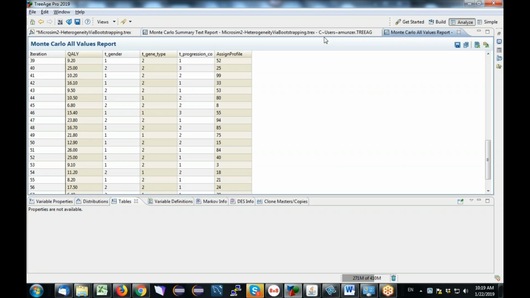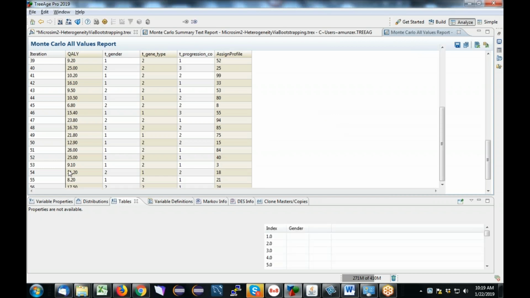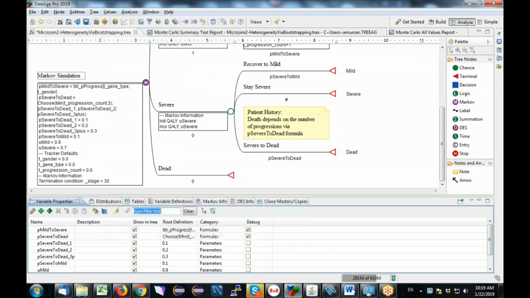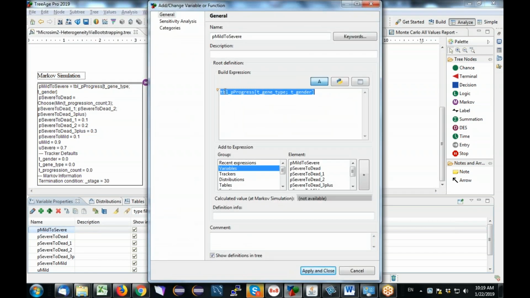May I ask how the distribution variable is used in the model? That was a good question. It's used in the same way. Let's look at the model again. It's still the variable properties, and this is just an example. It's still the same probability of the progression rate being dependent on the gene type and gender.